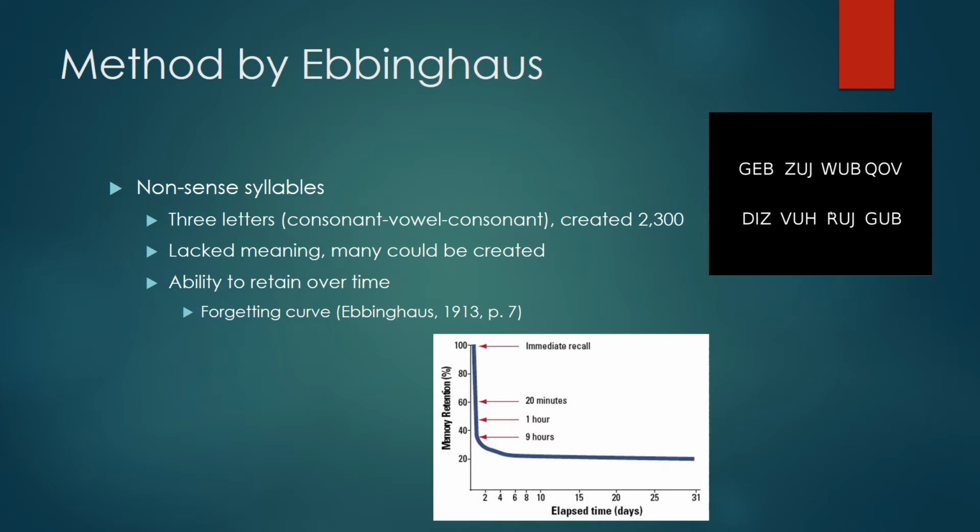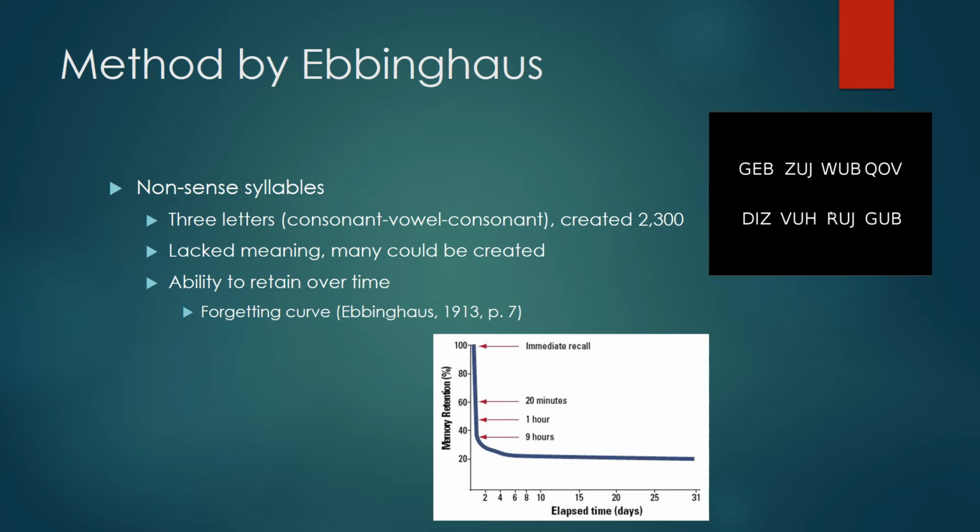The nonsense syllable, or CVCs, is what Ebbinghaus used to study memory. Nonsense syllables are three letters patterned with a consonant, then a vowel, and then a consonant. He created 2,300 of them. He chose to use nonsense syllables because they lacked meaning, and this was important to him for his experimental method because he wanted to eliminate any confounding factors.